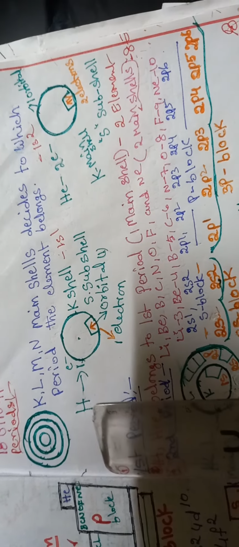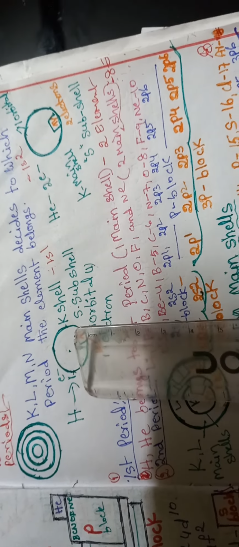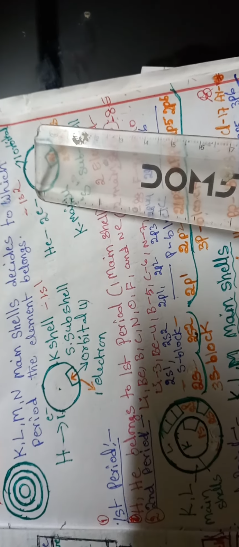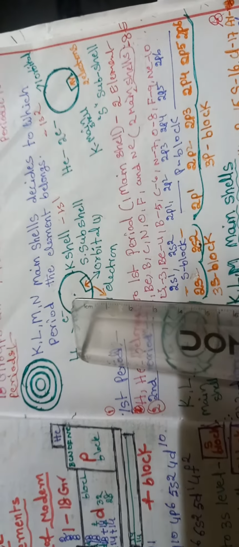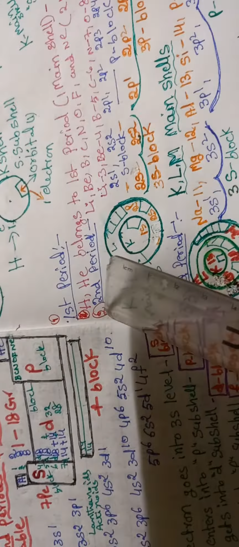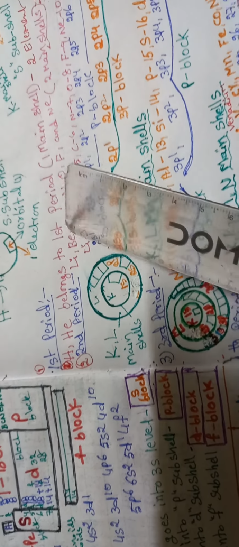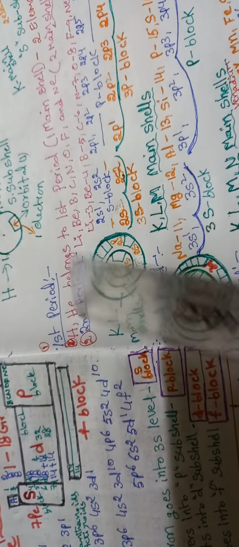So hydrogen belongs to the s block. Next, helium has 2 electrons, one orbital, one subshell, and 2 electrons are there. So electron configuration 1s2. So in the first period, hydrogen and helium are there. Only one main shell is there and 2 elements are there.